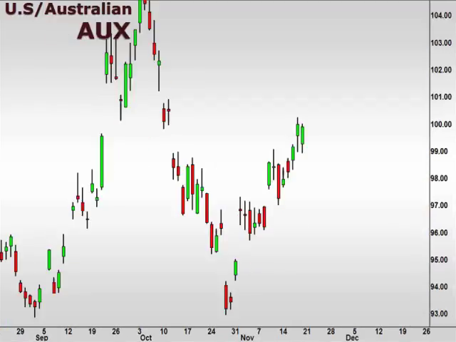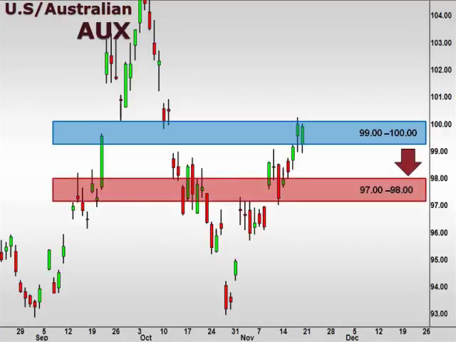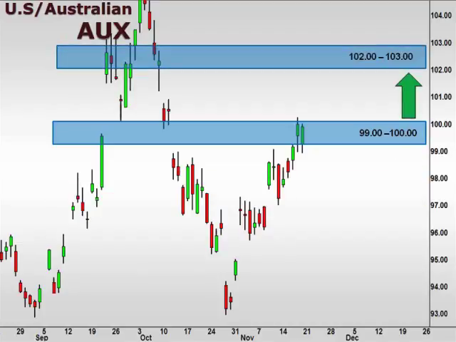Let's take a look at the US dollar versus the Australian dollar as seen here in the ISE FX options pair value AUX. Well, the AUX continued higher last week, hitting our 100 target. Now, this level should act as a resistance zone, and a pullback could slip down towards a test of 98. A break above 100, however, opens the window for a move towards 103.